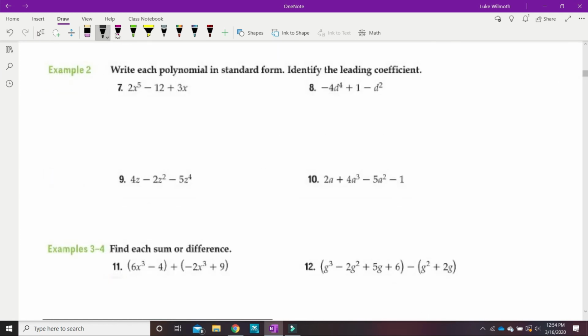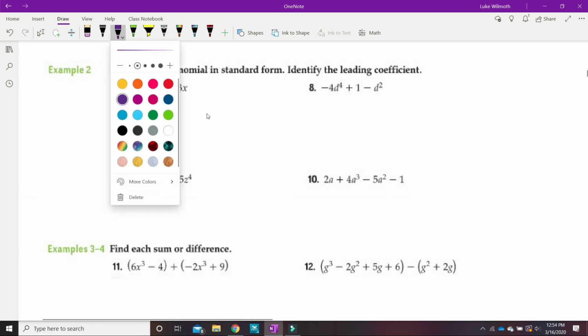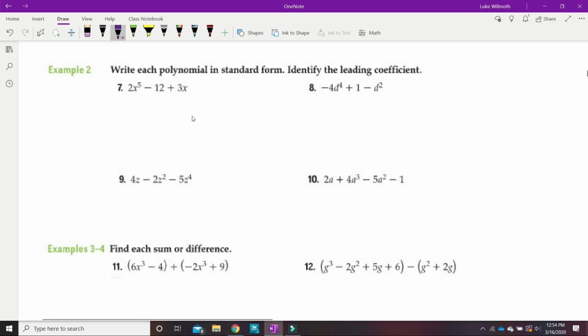Okay, and then let's look here. Let's pick a more fun color. What do we got? Let's get some real purple. Write this in standard form and identify the leading coefficient. Well, this one is in standard form. No, it's not. 2x to the 5th. I got to move my 3x over. Minus 12. Leading coefficient is 2.